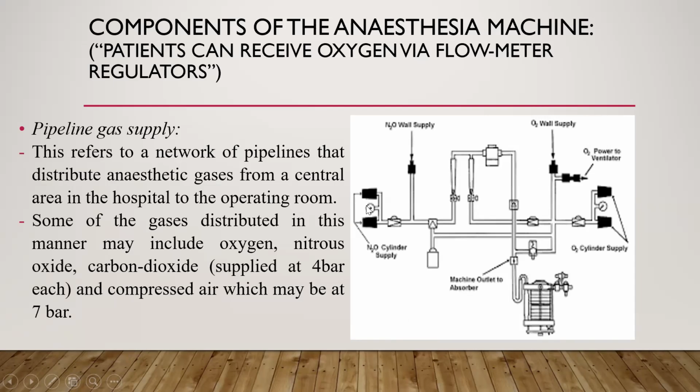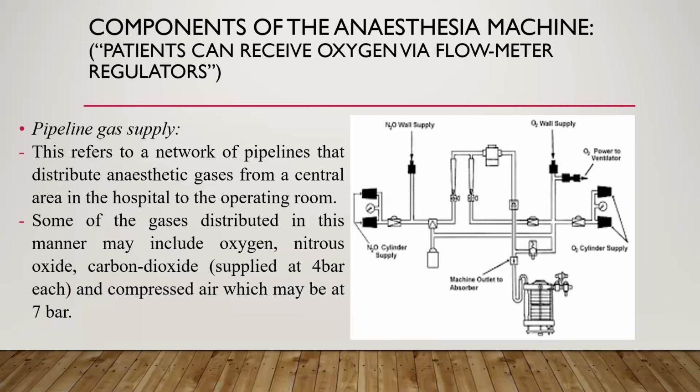All right, so this is a very broad topic to look at. I hope we'll be able to do some justice to it. So, components of the anesthesia machine. If you're going to teach or write something on it, you can just remember "patients can receive oxygen via flow meter regulators" so that you don't forget. That's the mnemonic, that's how I teach it.